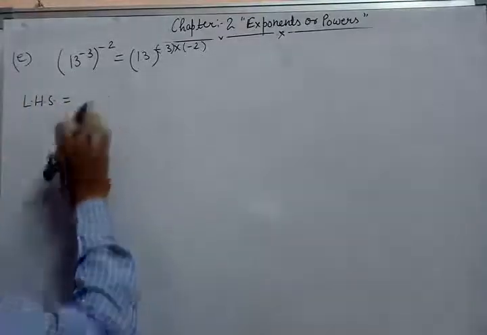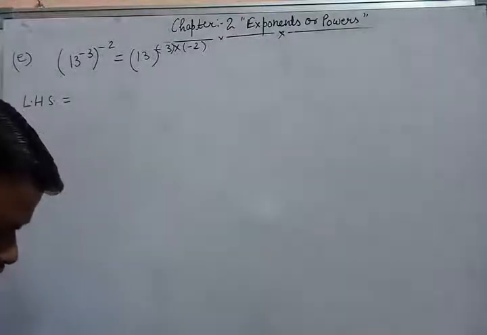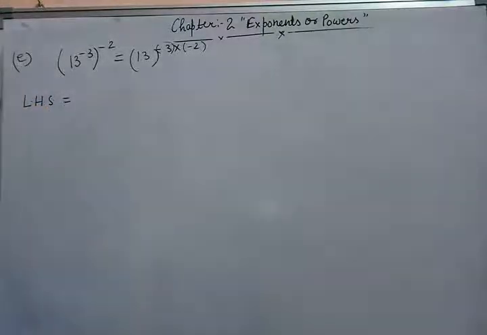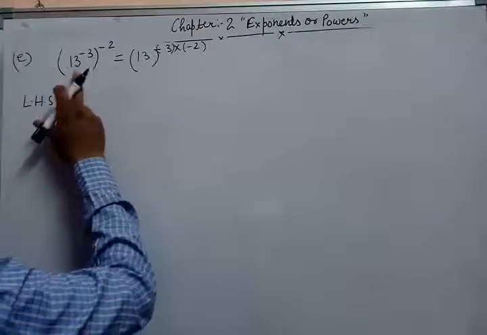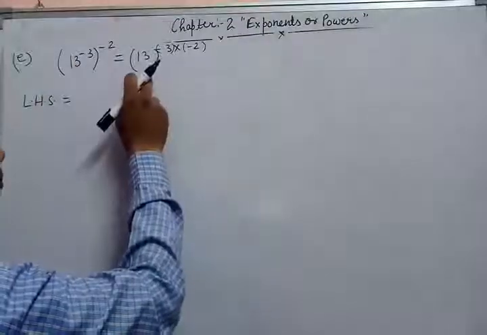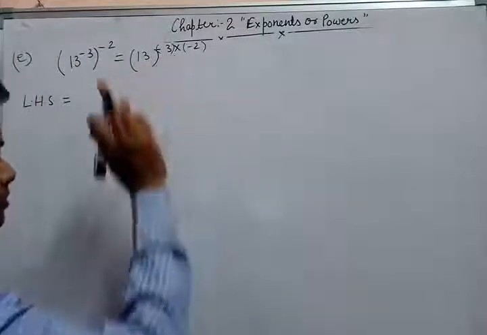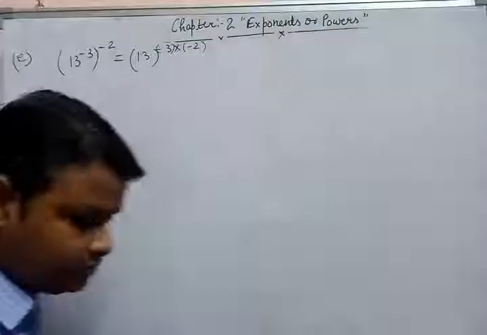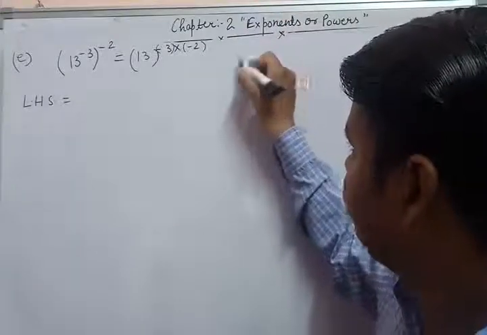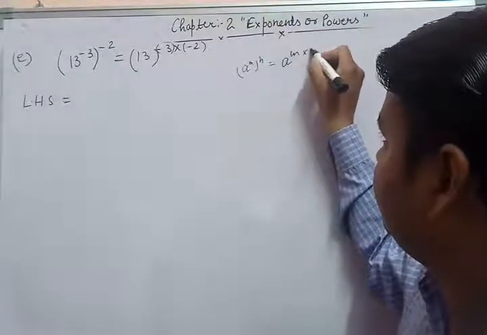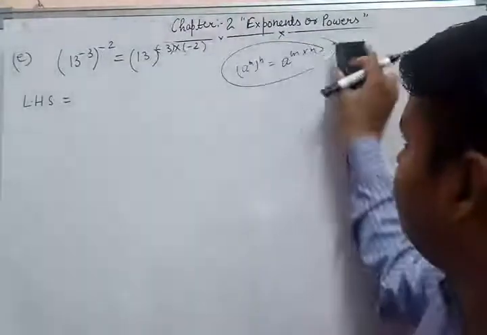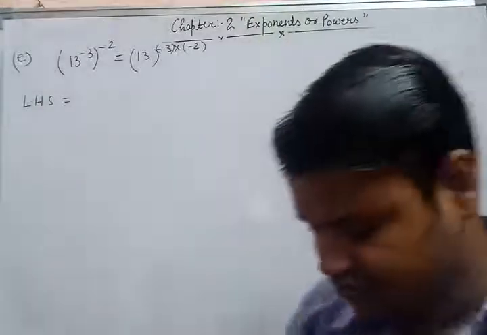Now students, in question number 8 we are going to solve the E part. In the E part we have to verify that 13 power minus 3 to the power minus 4 whole power minus 2 is equal to 13 to the power minus 3 multiply minus 2. This is the law of exponent, because a power m to the power n is equal to a power m into n. But how can we apply it? How can we verify it? So this is the question.